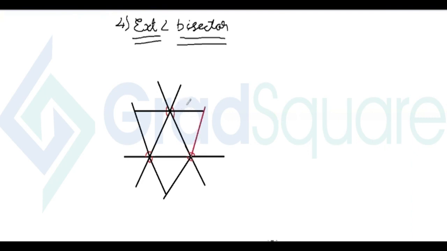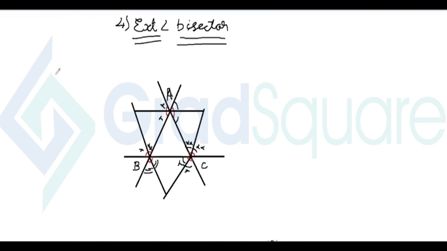So this line is going to bisect this angle. This line is going to bisect this angle. This line is going to bisect this angle. Similarly, this is going to get bisected. These are going to get bisected, and this is also going to get bisected. So those are the exterior angle bisectors. If I look at this figure, it looks like a very big hodgepodge. That's why exterior angle bisectors are not very important as far as CAT as a paper is concerned.